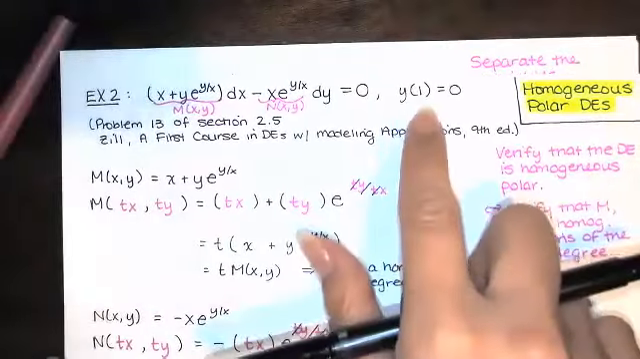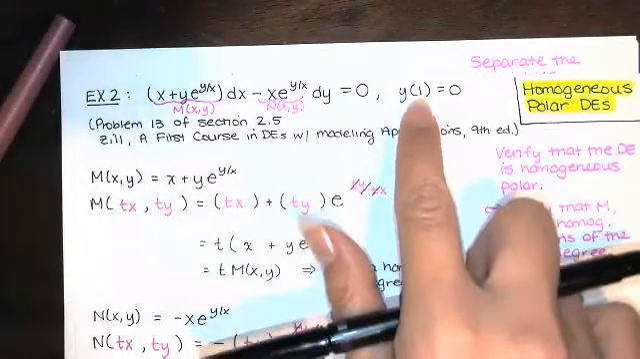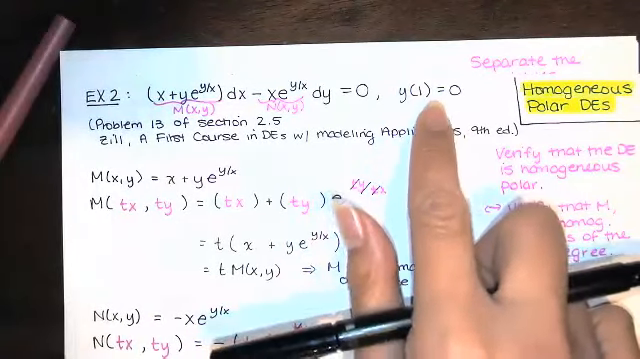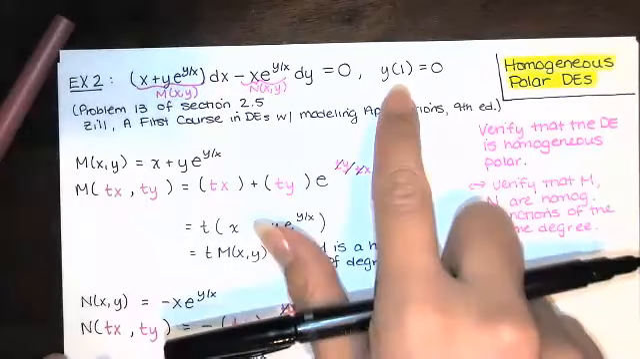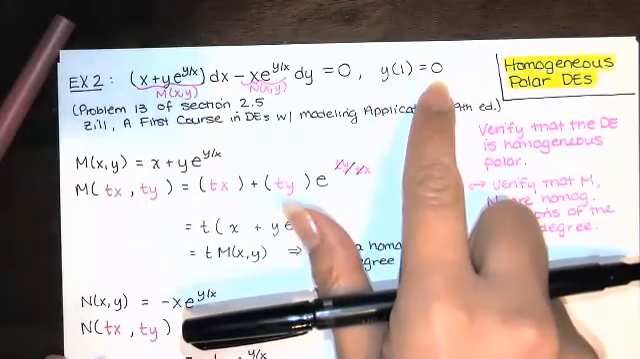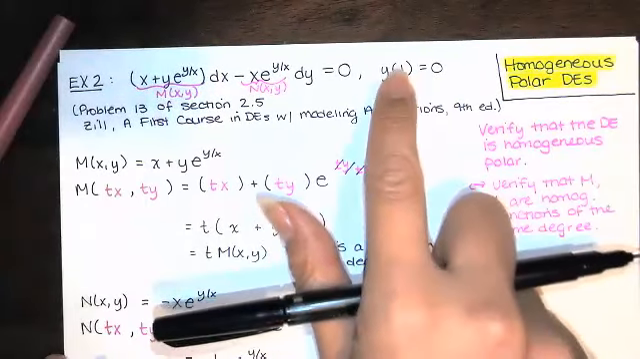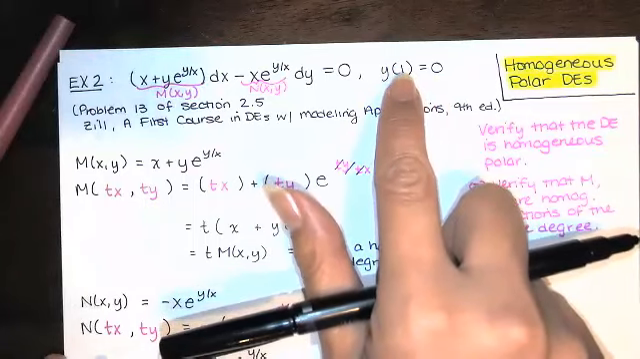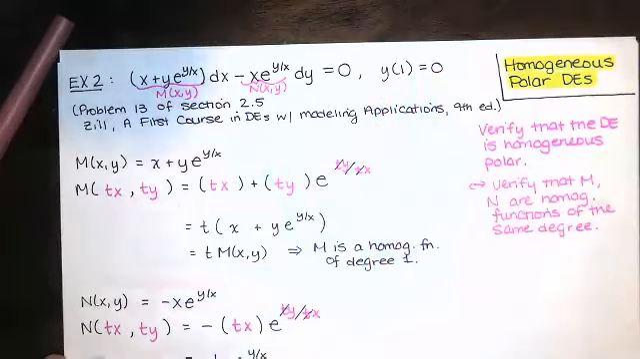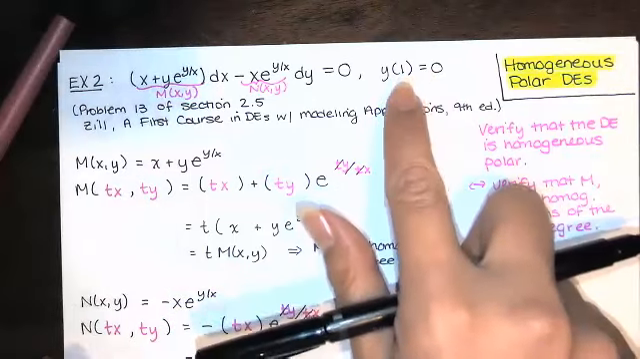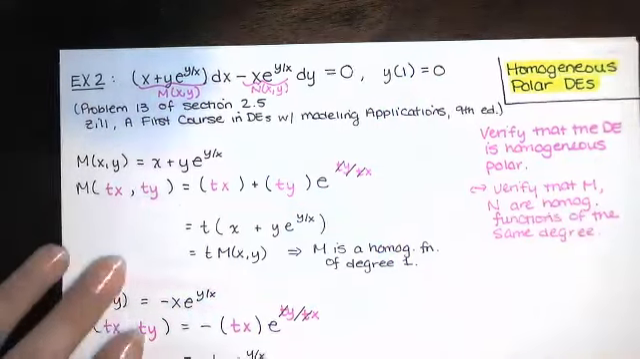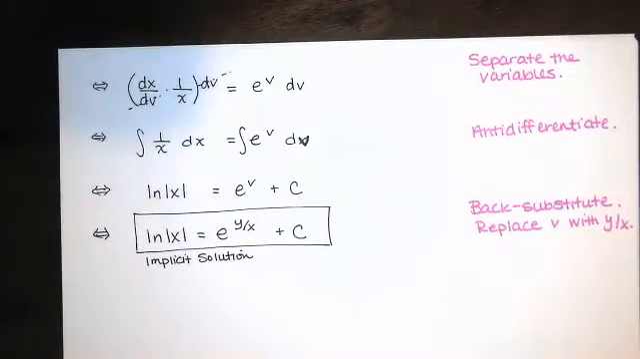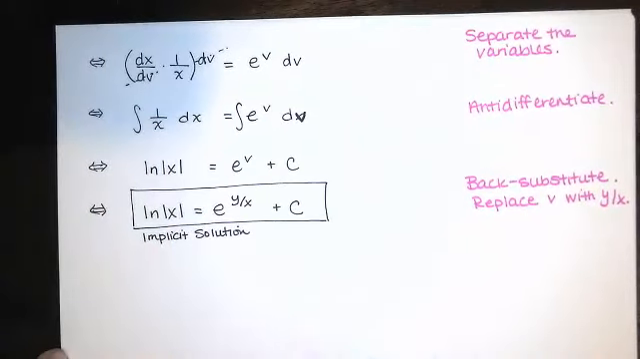But we're given an initial condition. This initial condition will allow us to find the value of c. So this is telling us that when x equals 1, we want y to be 0. We want to choose the value of c that will let x equal 1 when y equals 0, or y will equal 0 when x equals 1. We're thinking of y as depending on x instead of the other way around.